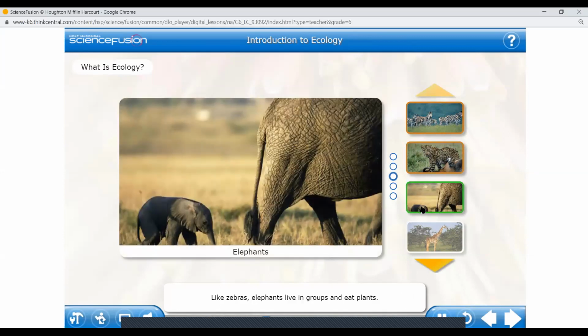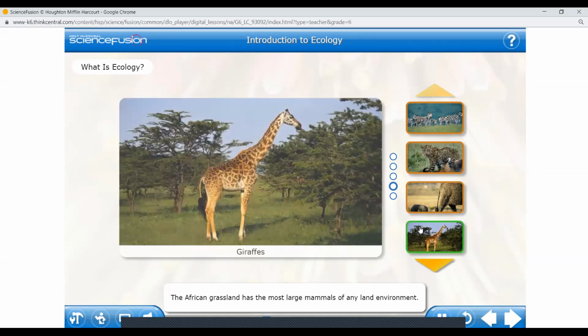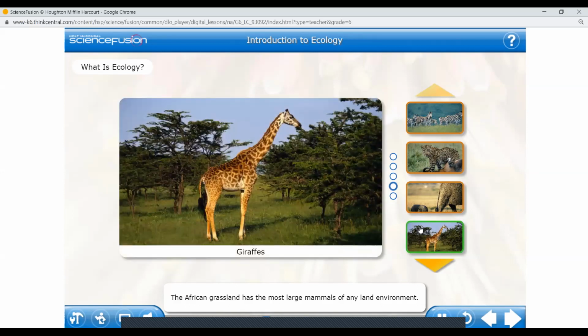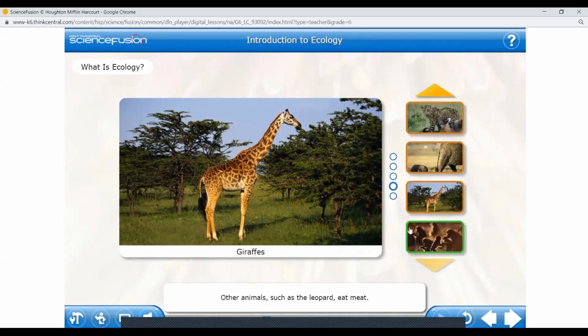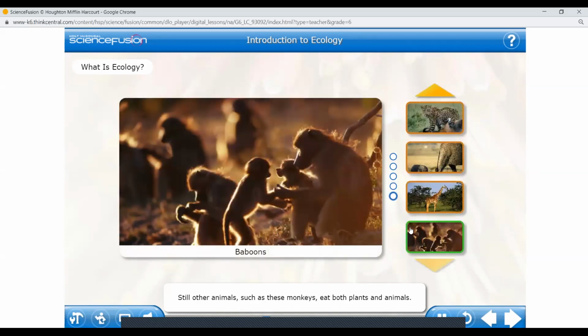Like zebras, elephants live in groups and eat plants. Is this baby elephant following a parent or a grandparent? As an ecologist, you wouldn't know unless you kept up your observations for a long period of time. The African grassland has the most large mammals of any land environment. Some mammals, such as the giraffe, eat plants. Other animals, such as the leopard, eat meat. Still other animals, such as these monkeys, eat both plants and animals. These are baboons. Baboons are very social. They cooperate in many of their activities, including grooming, raising young, and finding food.